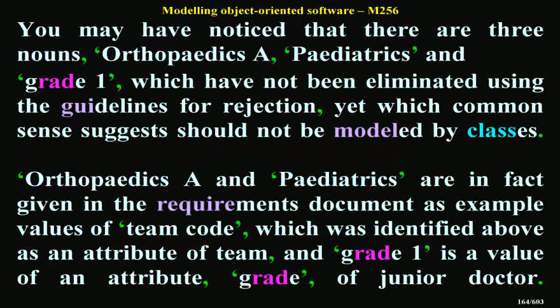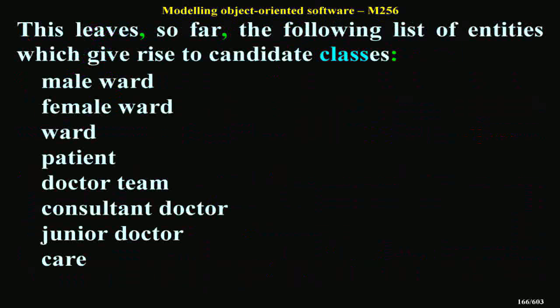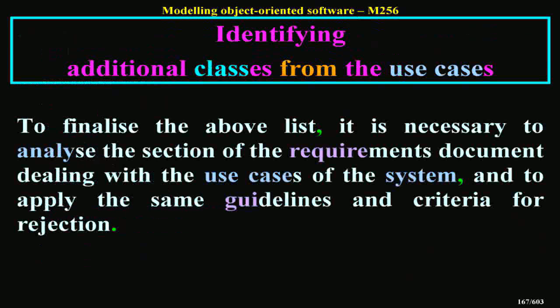You may have noticed that there are 3 nouns, orthopedics, pediatrics, and grade 1, which have not been eliminated using the guidelines for rejection, yet which common sense suggests should not be modeled by classes. Orthopedics and pediatrics are in fact given in the requirements document as example values of team code, which was identified above as an attribute of team, and grade 1 as a value of an attribute, grade, of junior doctor. The grade attribute will be identified in Activity 4 below. This leaves, so far, the following list of entities which give rise to candidate classes. Male ward, female ward, patient, doctor, team, consultant, junior doctor, care.